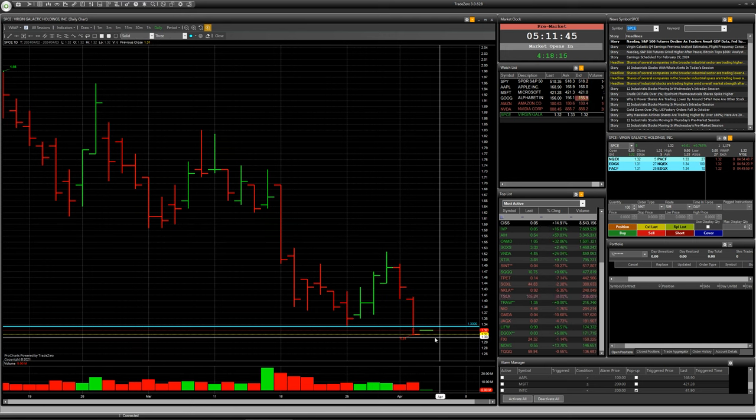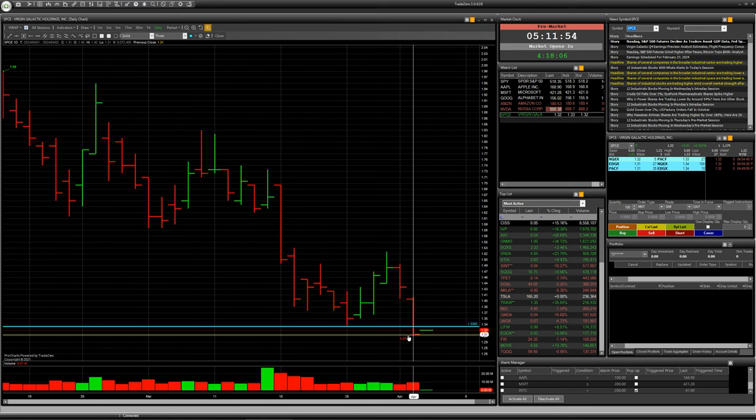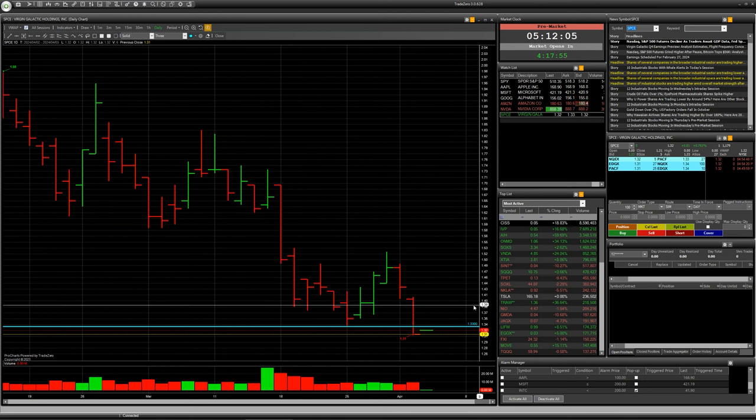And of course, don't forget about protection orders like stop loss, for example. The maximum price where you can put your order will be higher than this bar, for example, 1.45 cents, and take profit, for example, at 10 cents.